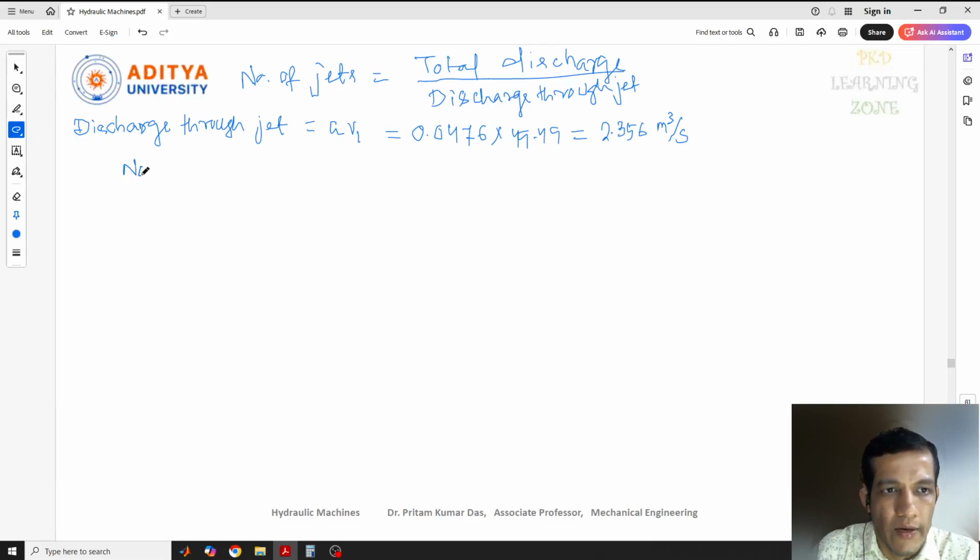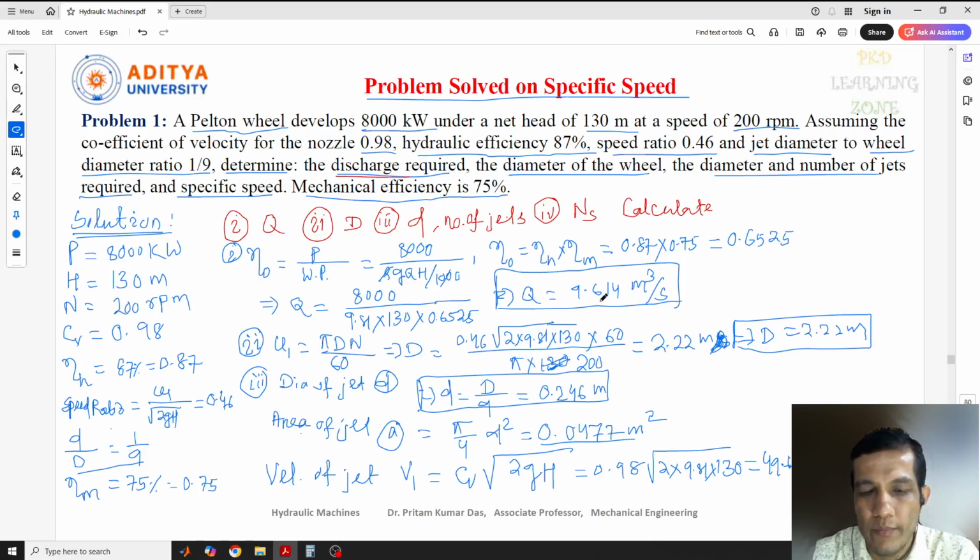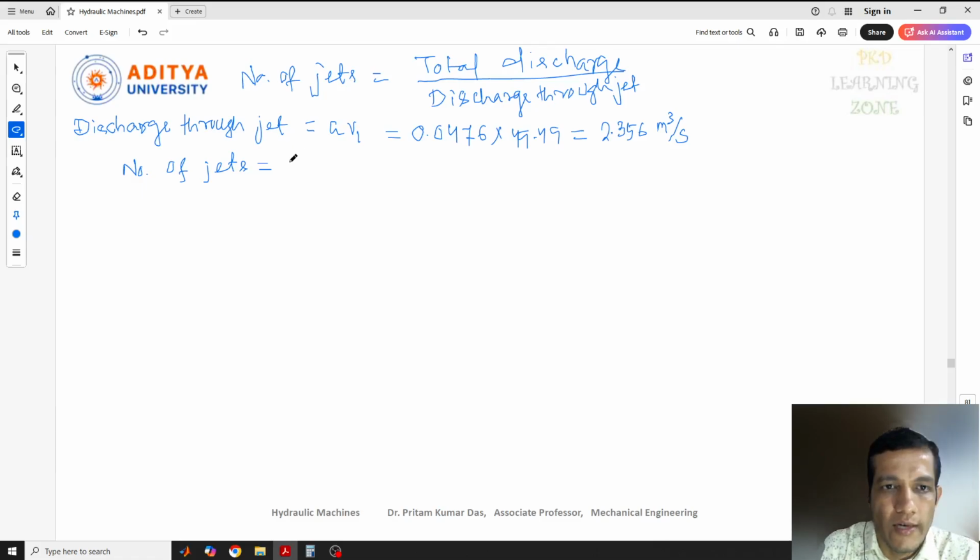Now I can put the value here. So again let me write here, the number of jets equal to Q value, total discharge Q, which we have already calculated here, that is 9.614. This is individual discharge through the jets, so you can calculate how many jets are required from that. If I divide this one, it will come near about 4, because 2.3 multiplied by 4 gives about 9.6. So 4 number of jets are required.